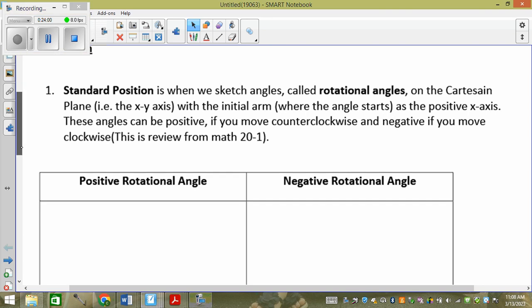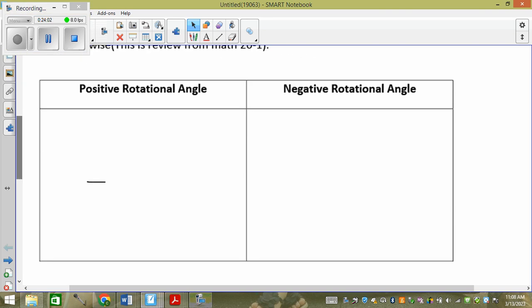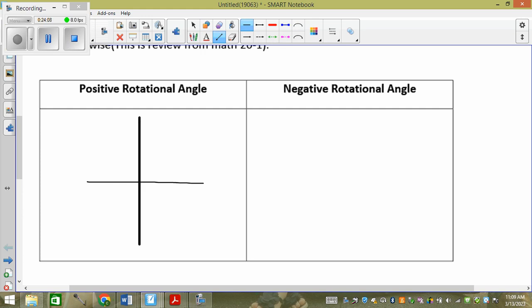So, positive rotational angles, if I wanted you to draw, let's say, 170 degrees. Now some people say, but that's not on the unit circle. I can give you degrees that are not on the unit circle. I can only ask for exact values if I ask for something off the unit circle. But I can say what's 170 degrees, draw it, right? It doesn't have to be one on the unit circle.